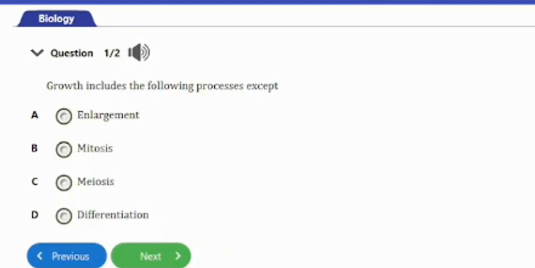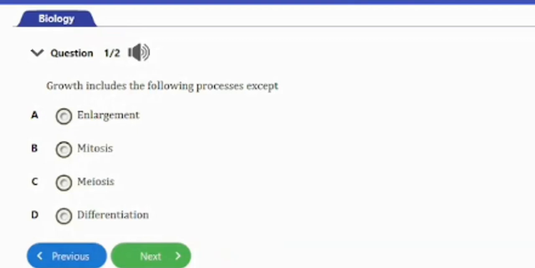Meiosis does not involve growth. In the growth process, we actually have cell enlargement, cell division, which is mitosis, and then cell differentiation. Meiosis is not part of this process, and as such, that's the answer to this question.